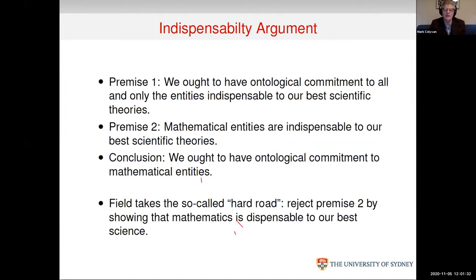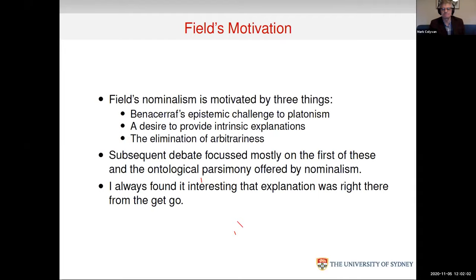Going back to the indispensability argument here, Field wants to show that mathematical entities are in fact dispensable to our best scientific theories. And to do that, he needs to construct an alternative science, as it were. But he focuses, as we'll see, particularly on one scientific theory to show how you would go about doing this. If you can provide a mathematics-free alternative, then you're good to go.